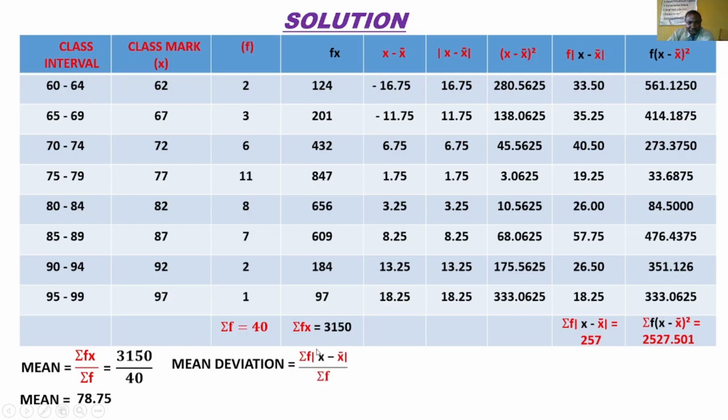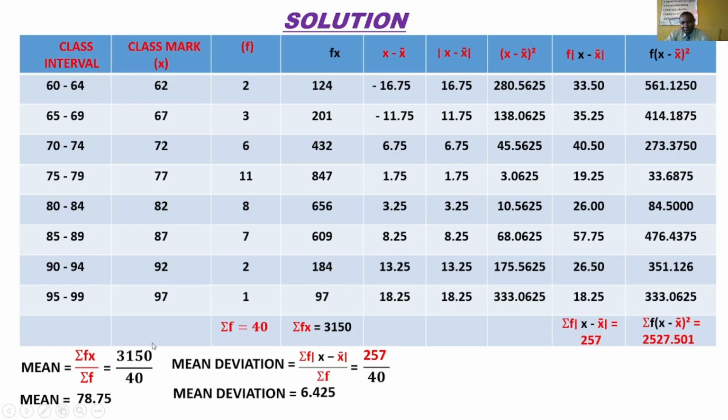Our mean deviation is equal to the summation of f times the absolute value of x minus x bar, all over the summation of f. Now, remember, on our table, we have the value for the summation of f times the absolute value of x minus x bar, and that gave us 257. Our summation f is 40. So if you plug these values into this formula, we end up having 257 divided by 40.